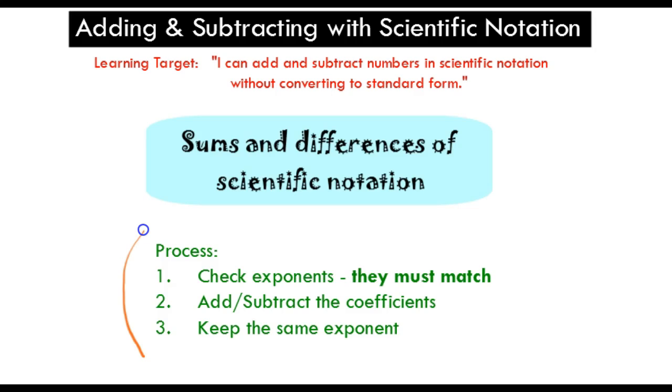And of course you're going to get examples where they don't match, and we'll explain how you can do those too. But we're going to start off with ones that already match, and then it's really simple if they match. You just add or subtract the coefficients. Remember we said that coefficients often just do what the problem says to do, and that's the case here as well. And then number three, you keep the same exact exponent. So that's the thing that's a little different.